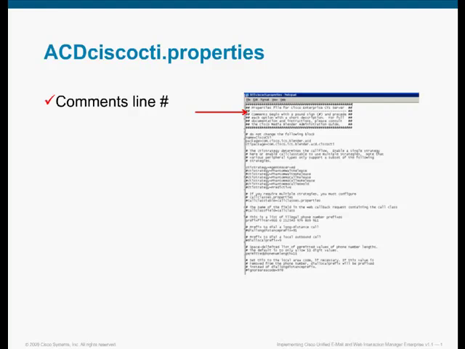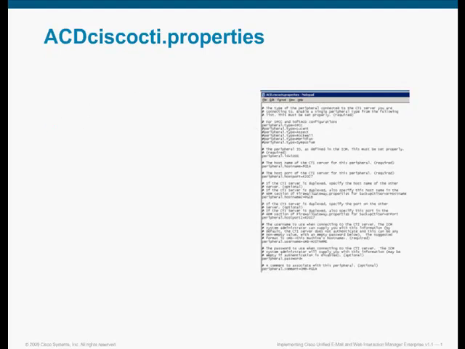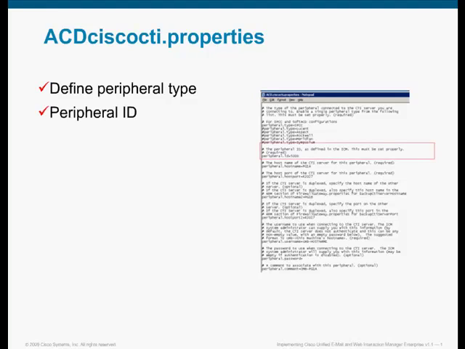To configure the ACDciscocti.properties, we first need to identify the CTI strategy by uncommenting the correct strategy. For IPCC, the correct strategy is agent reserved. Additional information on properties that are relevant to the dial plan can be found in the Cisco Media Blender documentation. To define the type of peripheral, uncomment peripheral.type equal IPCC.